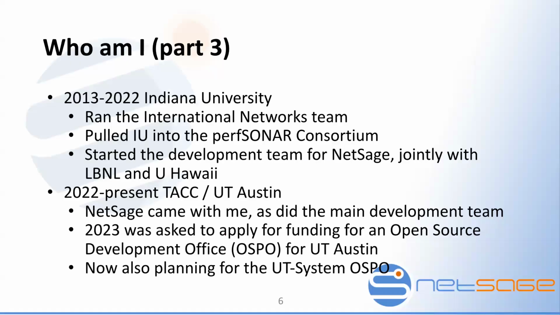When I left NSF, I went to Indiana University. I ran an international networks team there, but had a chance to build this measurement and monitoring tool called Netsage, which I'm going to be talking about jointly with the team at LBL, Lawrence Berkeley Lab, and ESnet, and the University of Hawaii. In 2022, I started here at TACC, brought Netsage with me. And in 2023, I was asked to help open an open source program office for UT Austin. We're now working on one for UT System.